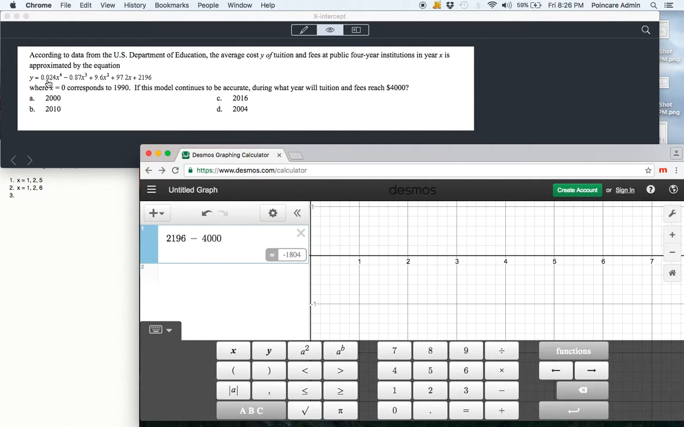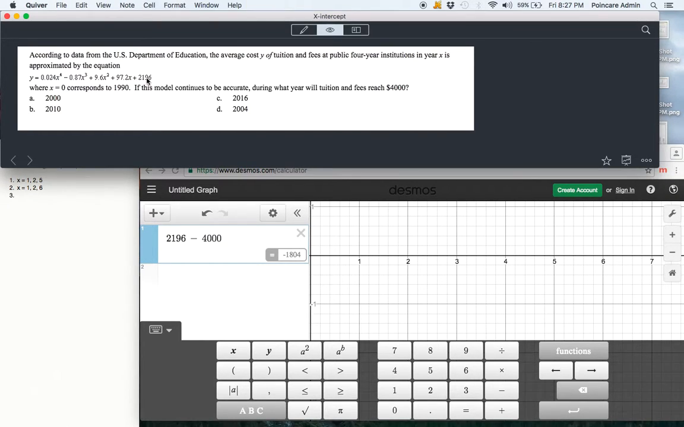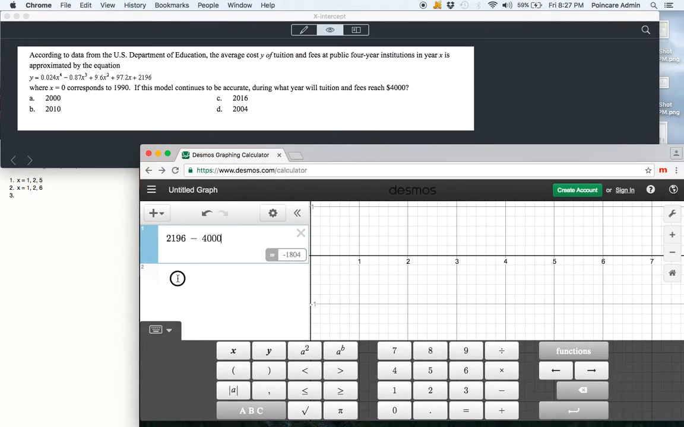We know that when this zeroes out, we're at 1990, right? So we want our output to be 4,000, but this 2196 represents the average tuition in 1990. If we were looking for the average tuition in a year later than 1990, and we were looking for a specific tuition like 4,000, that would be the output. So basically, and this is why it's really confusing, I'm trying to find the average tuition in terms of 1990. And so you see what I'm going to do. Basically I do exactly what we were doing.